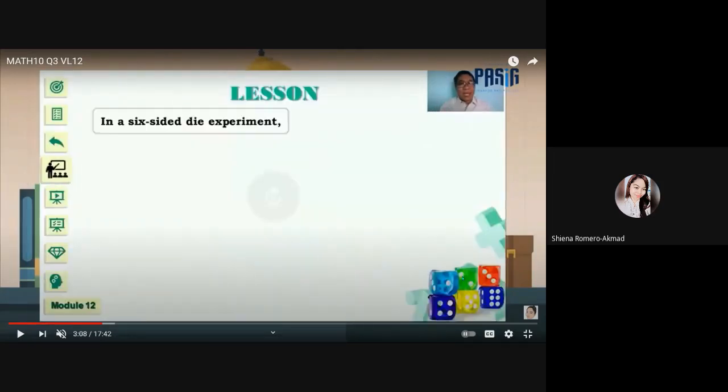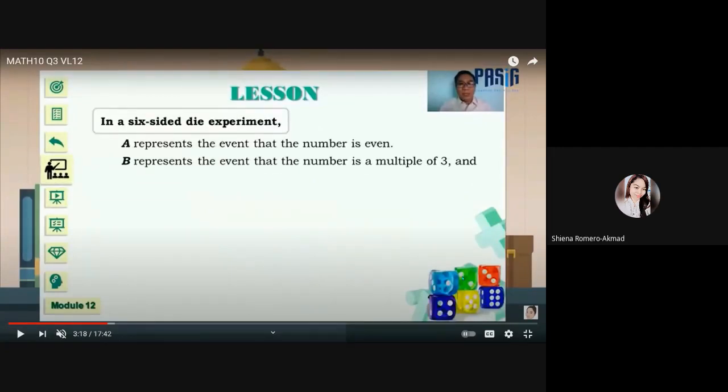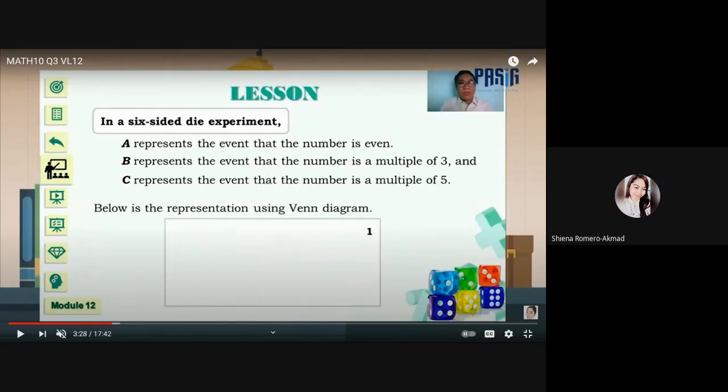So for our lesson, there is a 6-sided die experiment. And yung A, na-represent niya yung event that the number is even. Yung B naman is yung multiple of 3. And yung C naman, the event multiple of 5. So kapag dinrawing natin yan into a Venn diagram, as you can see, si A at si B, there are common elements. That's why we can represent them this way. Okay, so there are common elements.